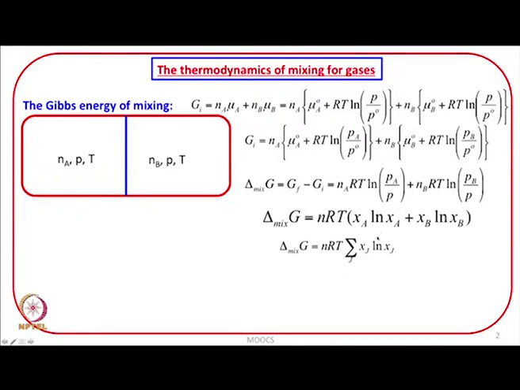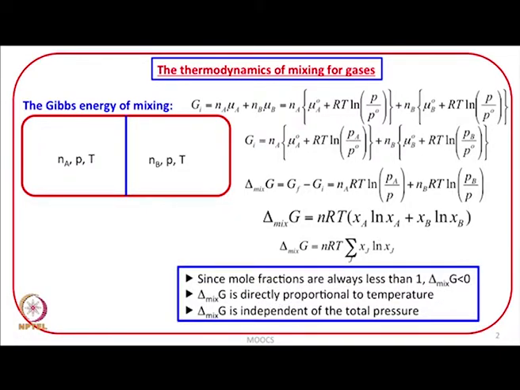And what we have is these comments. Since mole fractions are always less than 1, delta G mixing will always be negative. Another point to be noted here is that free energy of mixing is directly proportional to temperature, and we do not see any pressure term. Therefore, delta G mixing is independent of the total pressure. These comments are to be kept in mind.